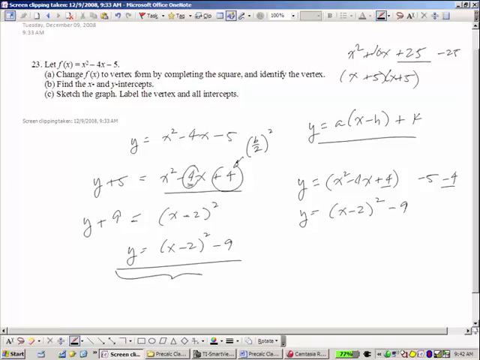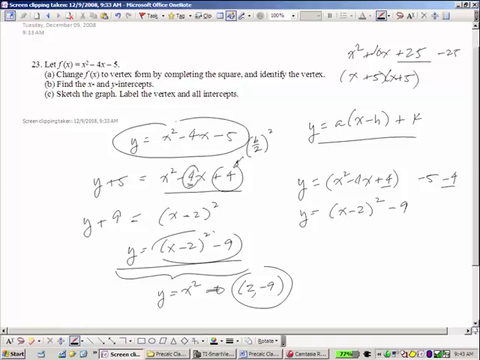We now have the fact that this looks a lot like a parabola. Not only that, it's a parabola that has been moved. How's it been moved? To the right 2, and down 9. So this tells me it's a parabola that's been moved to the right 2, down 9. That's where the vertex is. This form is screaming to you: the vertex is 2, negative 9.